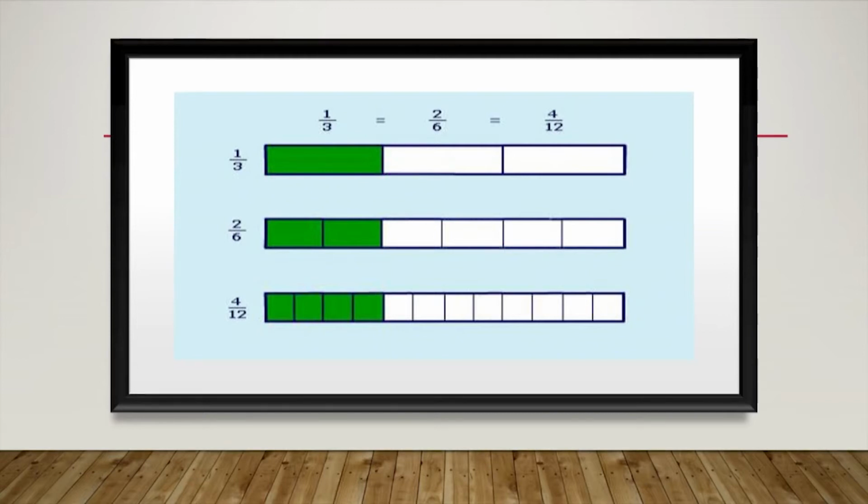Then you have the last diagram, which is divided into 12 parts, and 4 of those 12 parts are shaded green. And now you have 4/12. 4/12 is equivalent to 2/6, and it is also equivalent to a third.